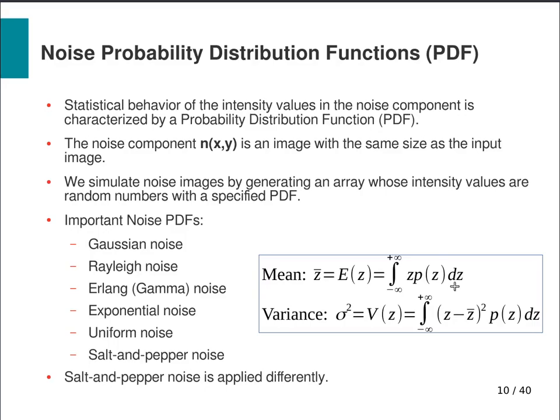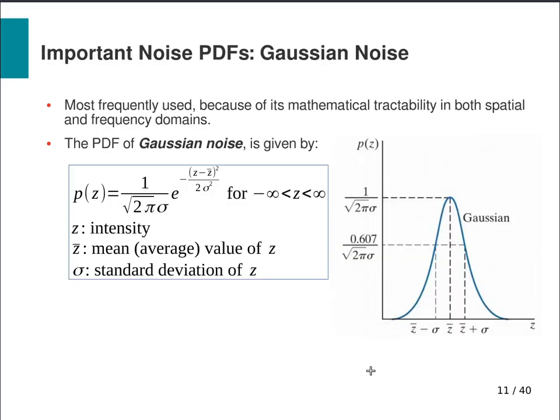discrete probabilities. As for the variance, which is commonly shown with sigma squared or V of z, we have the integral of (z minus z bar), with z bar calculated from the previous equation, squared and multiplied by p(z), and the integral is calculated over variable z. Of course, for discrete variables, you replace this with a summation, and also z and p(z) are going to be discrete values. Now let's see how we can model these important noise PDFs in practice.